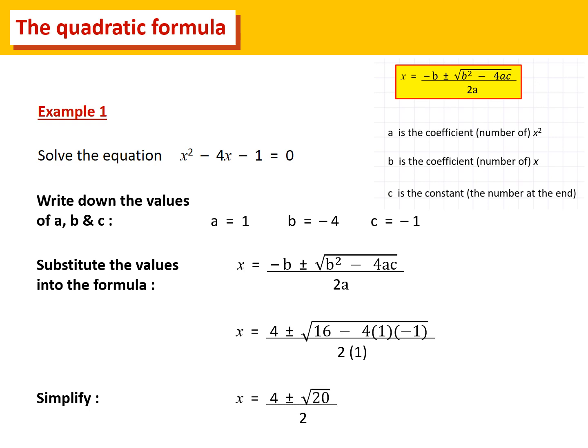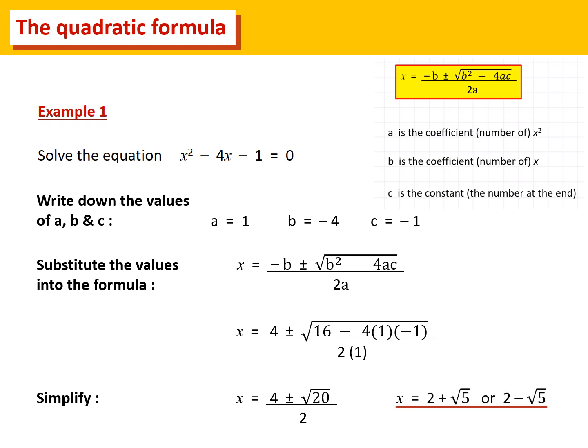So, simplify. When I simplify, let's look inside the square root. Let's be careful here with these negatives. 4 times 1 is 4, times -1 is -4. So those 3 numbers multiplied together make -4. I'm subtracting -4, so that's +4. So that's 16 plus 4, that gives me 20 in the square root. So now I've simplified it down to this.